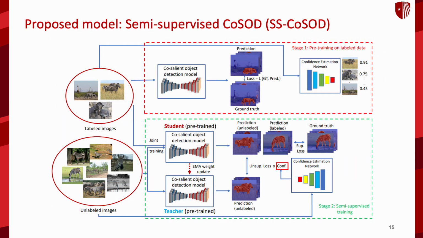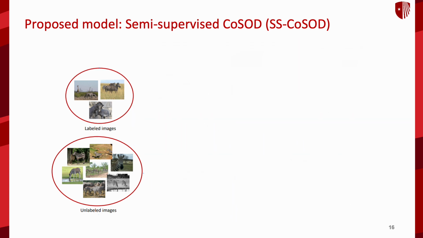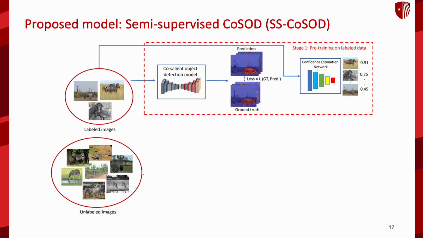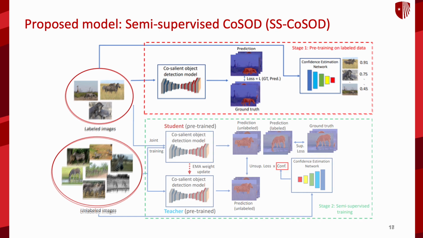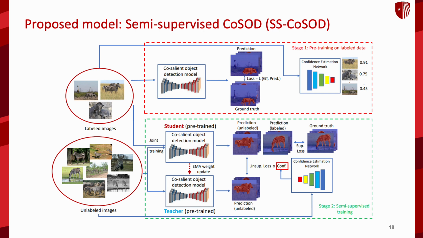Now I shall introduce you to our semi-supervised model SS-CoSOD. Given a small set of labeled images and a much larger set of unlabeled images, we follow a two-stage approach for producing CoSOD predictions in a semi-supervised manner. The first stage involves pre-training on the label set. The next stage involves semi-supervised training using a student-teacher approach. I will explain these two stages in detail next.